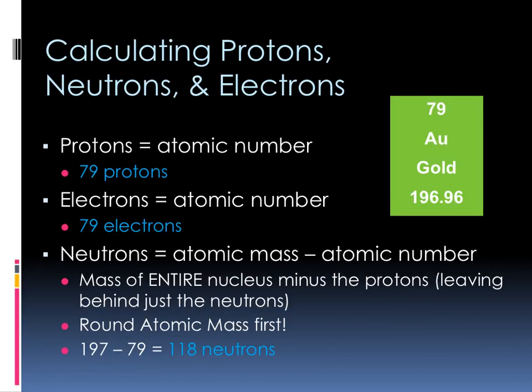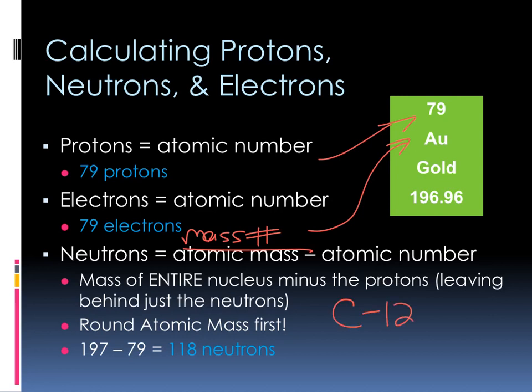So looking at protons, neutrons, and electrons, protons is always my atomic number, so I can find it there. Electrons should usually be the same, okay? And I'll talk about that in a minute, why. But they should both be the same. Neutrons is going to be the atomic mass, or rather the mass number of the atom, minus the atomic number. So if I had carbon 12, then I would say 12 minus 6 is 6 neutrons.